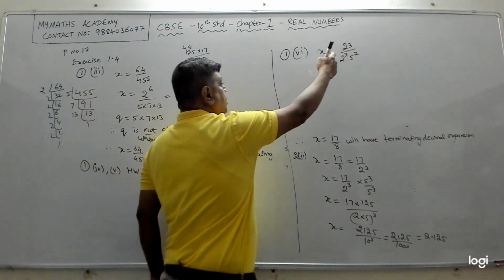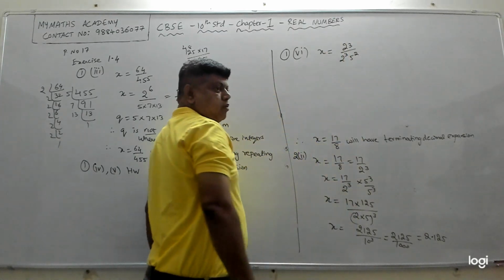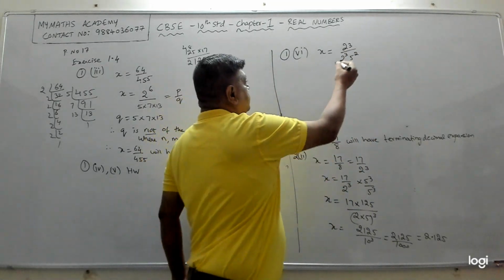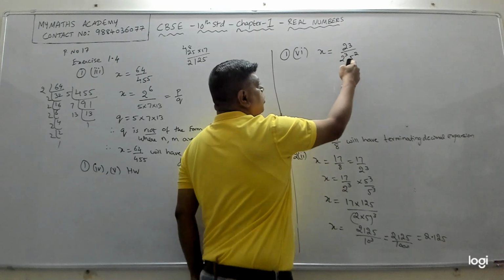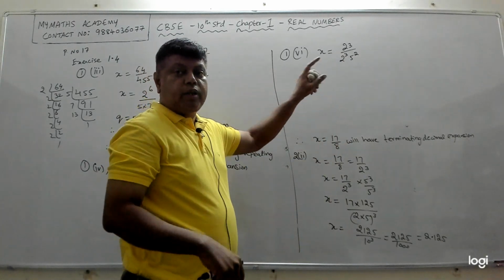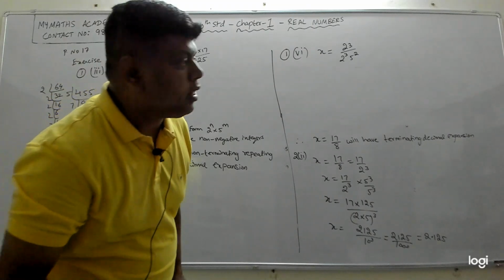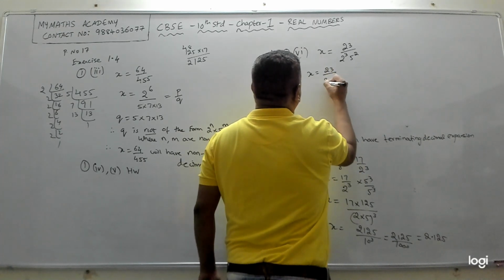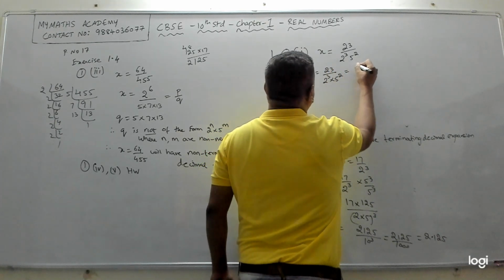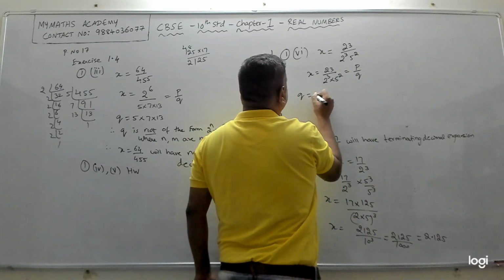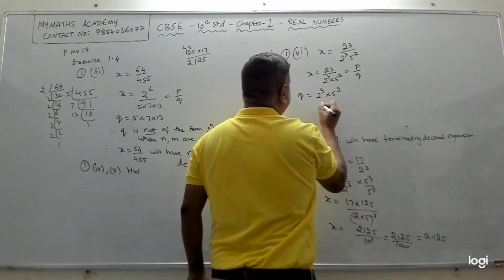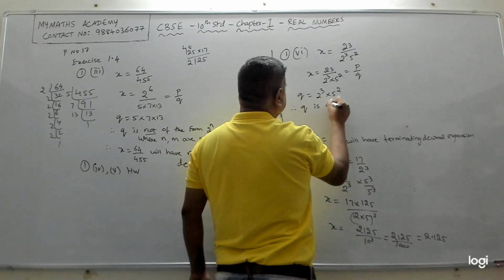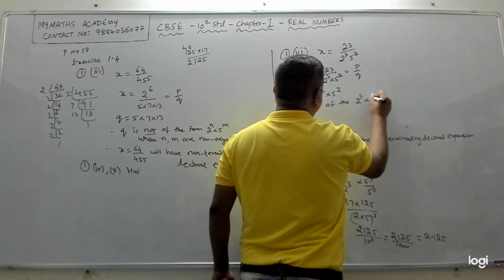Now 23 is a prime number, so it is already in the prime factorization form. Denominator also they have given as 2 cube into 5 square. Now is there anything that is getting cancelled? No, because it is 23, here we have 2 and 5, we cannot cancel. So this means it is already in the simplified form. So my x equal to 23 by 2 cube into 5 square is p by q. So what is my q? q is equal to 2 power 3 into 5 power 2. So q is in that form, of the form 2 power 3 into 5 power 2.